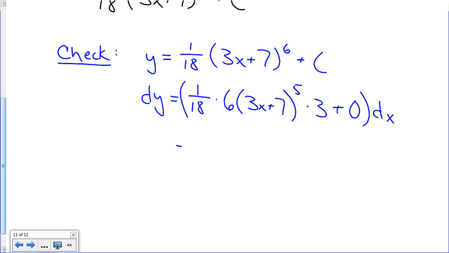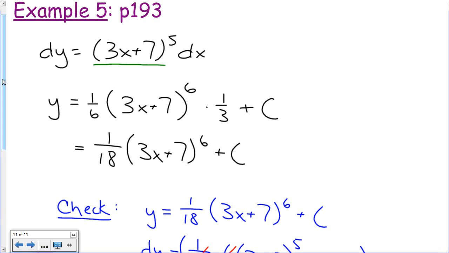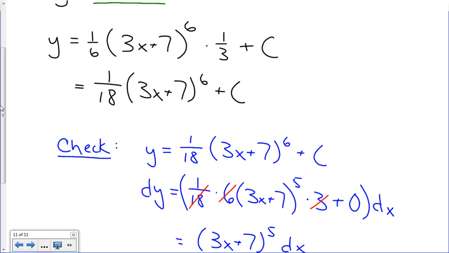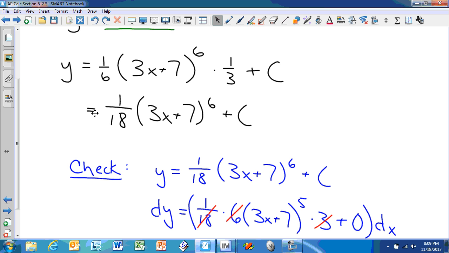To simplify this a little bit, you've got 1/18 times the 6 times the 3, so those all cancel each other out. And you're left with just 3x plus 7 to the 5th times dx. So we find out that dy would have to have been equal to 3x plus 7 to the 5th dx. And if you go back, that's what we started with. So in fact, our antiderivative checks out. All right, and that's the end of this section for us.